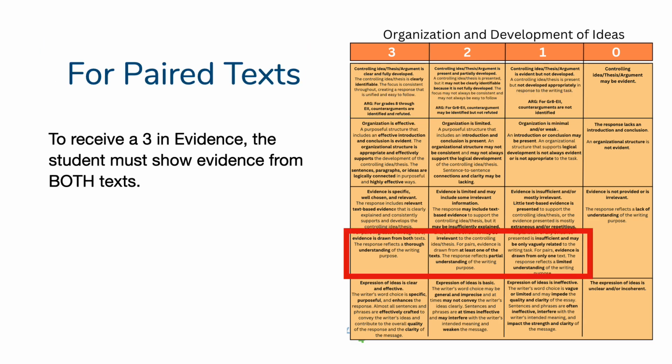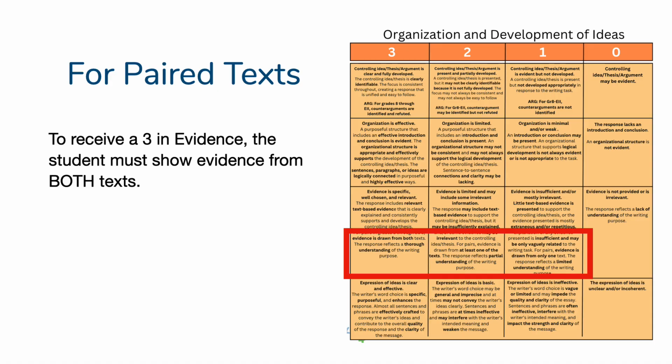Another unique case may be if students are expected to write an essay in response to a paired text. All students will have a paired text on their STAAR test, and sometimes they may be asked to write an essay that uses evidence from both texts in their response. So to receive a 3 in the evidence descriptor row for that, they must draw evidence from both texts. For a 2 in the 2 row, you'll see that they may have evidence from at least one of the texts, or that demonstrates a partial understanding of the comparison writing.